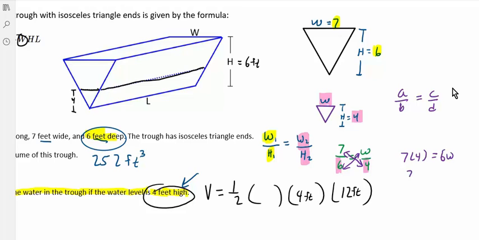So we have 7 times 4 is 28, is equal to 6W. So I'm getting the width is 28 over 6 feet. So I'm going to put that right here. Again, you're multiplying feet by feet by feet, so that'll give us cubic feet, or feet raised to the 3rd power. Now it's just a matter of going on the calculator and multiplying these 4 numbers.